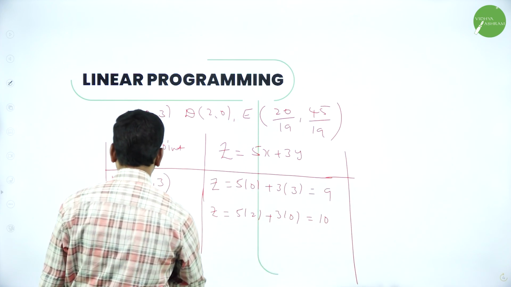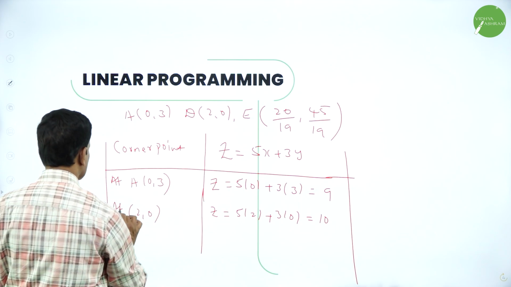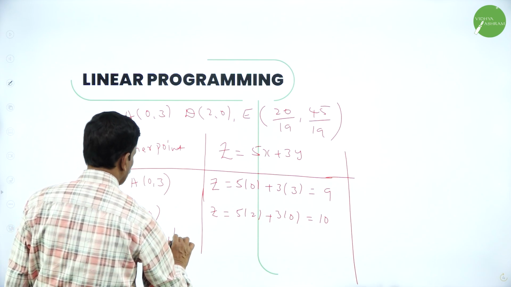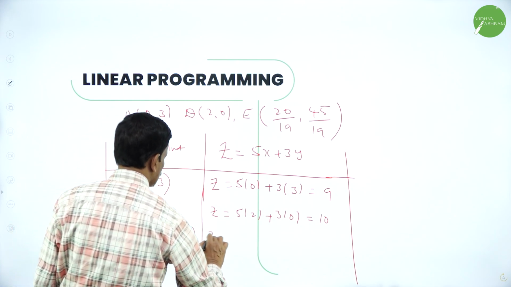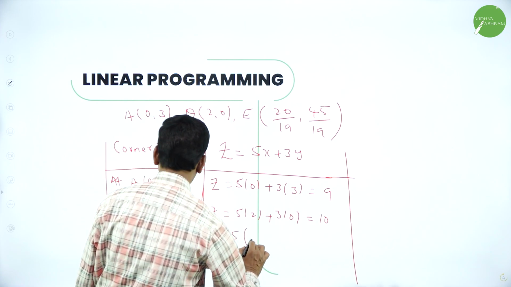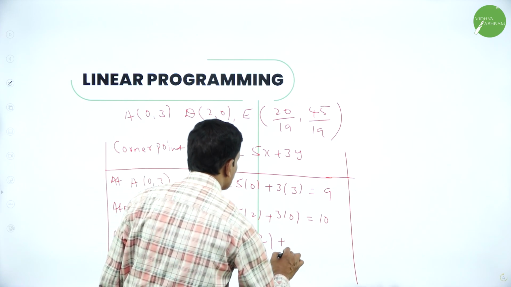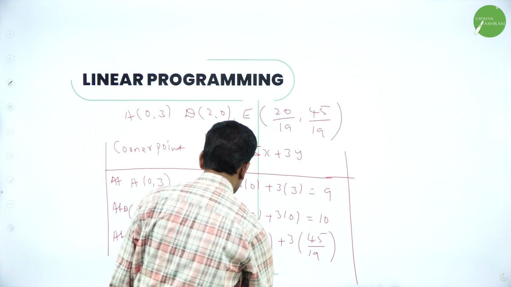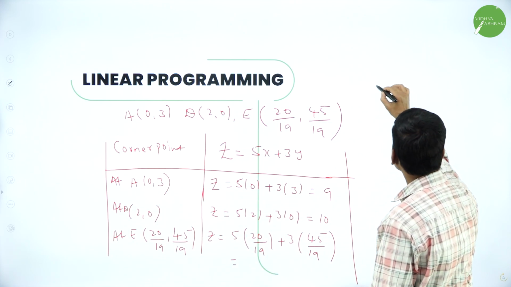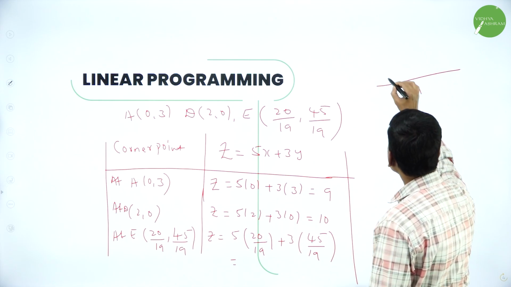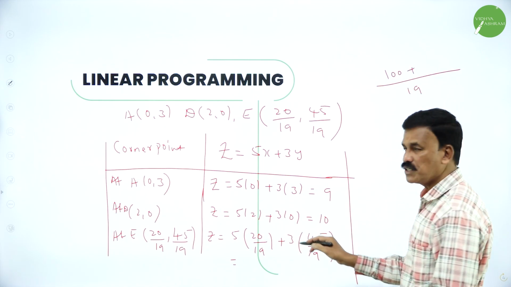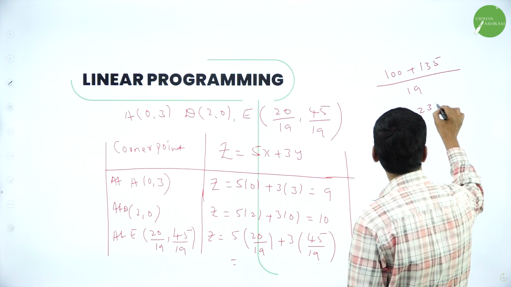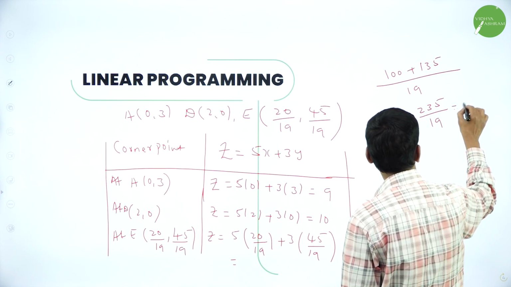Right. Now this is D, and at E. What is E? (20/19, 45/19). Substitute here. Z is equal to 5 into 20/19 plus 3 into 45/19. Simplify this. What will you get? If you simplify, take the LCM. 19 is the LCM. 5 twos are 10, 100, plus 45 into 3, 45 into 3 is 135. So this is equal to 235 divided by 19.